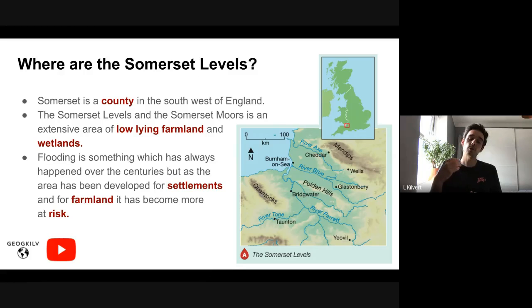However, because we're starting to develop more and more settlements and more towns, like the town of Bridgewater, which you can see here, which is pretty much in the middle of the Somerset Levels, we're starting to see more and more things that are at risk. So the more settlements and villages and towns we've got, the more farmland we've got, the bigger the likelihood that we're going to have some impacts and some knock-on effects from some of these different events. So there's going to be more elements of risk.